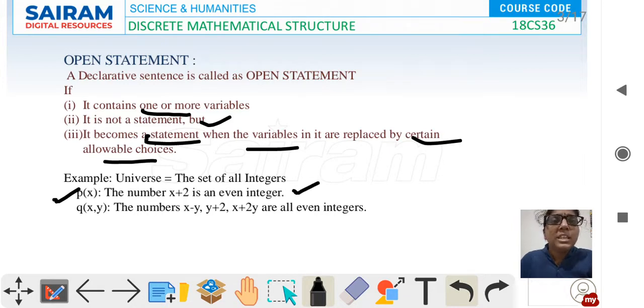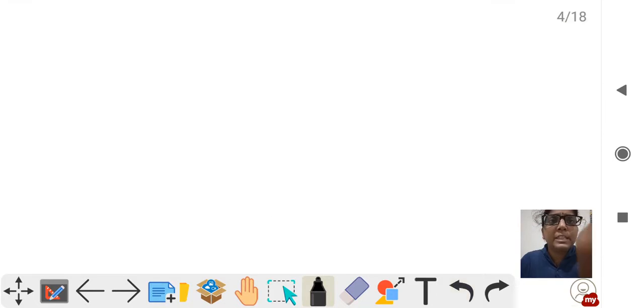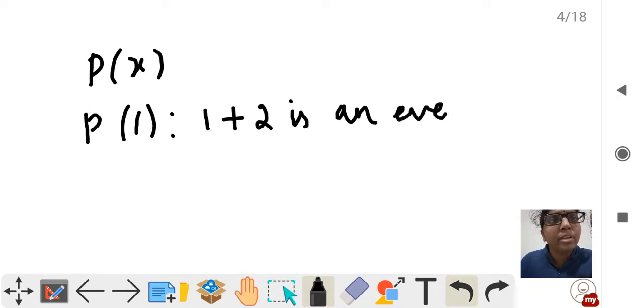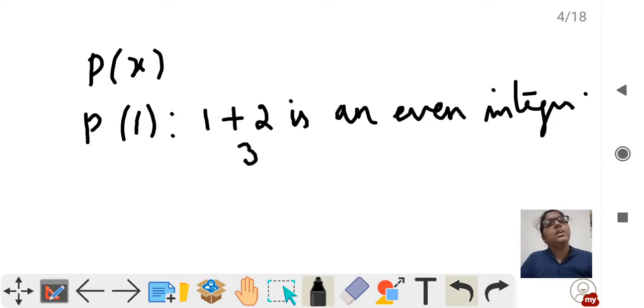So here the restriction, that is the allowable choices, is the universe set. What is the universe? It is given as the set of all integers. You can take an integer value for x. So if you take p of x and put 1 instead of x, what is p of 1? It is: 1 plus 2 is an even integer. This is the actual statement, but here 1 plus 2 is 3. So 3 is an even integer. This statement is a false statement. So this is how you find the truth value of an open statement.